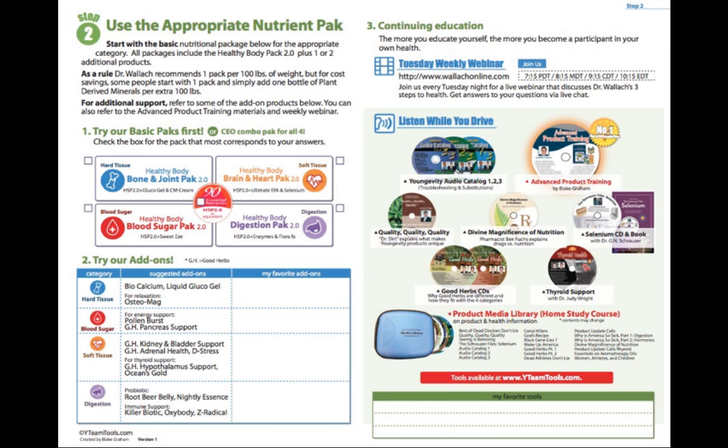Okay, now that's a PDF. All right? Question. Oh, for those on our team website, it is wallachonline.com, and you go under multimedia for downloads. You can see that, where it'll have the download say 3 Steps to Health, and you can download the PDF there.